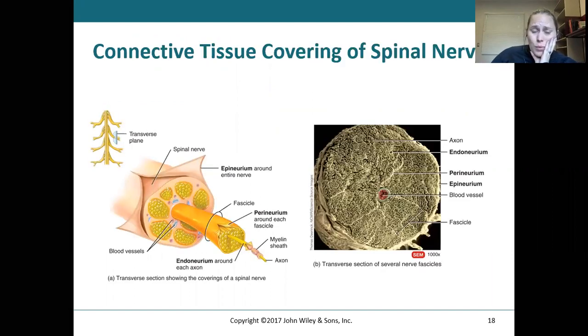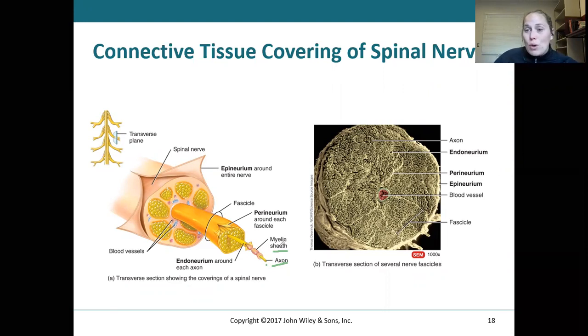Okay, so when we're looking at the connective tissue that covers spinal nerves, think of spinal nerves as bundles of axonal projections. If we break it down to the simplest single unit, you can see there's a single axon as a small subunit of this. Going from there, you can see that every axon is going to have its own little myelin sheath.